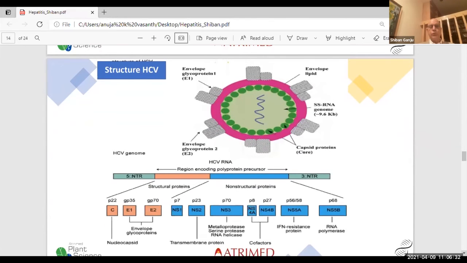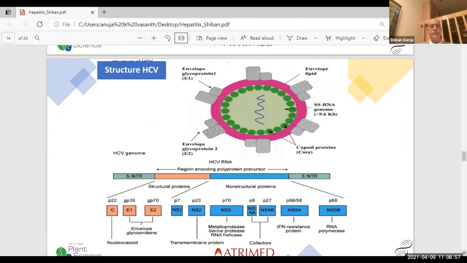This is what hepatitis C looks like. It is an RNA virus, a single strand RNA virus. Like any other virus, it has an envelope, shown in pink here, and the RNA strand is shown right in the center of this big blob, with proteins around it. Normally it has 10 proteins.